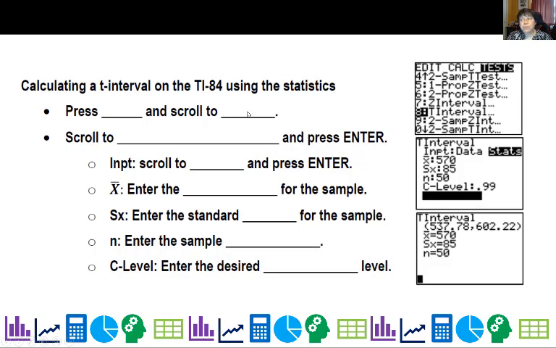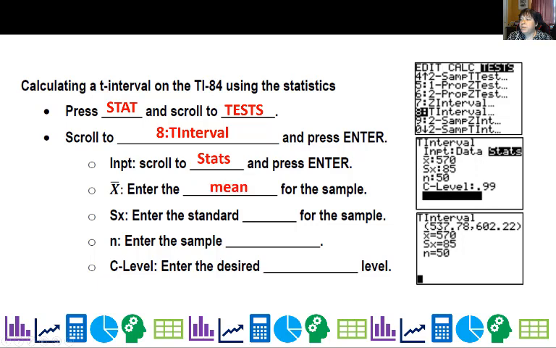Now, here's the good news. Your calculator also will automatically do this for you. So you're going to press Stat and Test. So we've been going there a lot. You're going to scroll to this puppy, 8 T interval. For the input, if you have the stats where you have x bar and s of x and n like we do here, go ahead and press enter there.